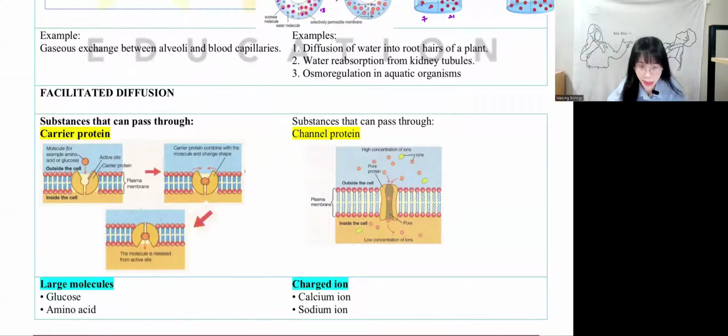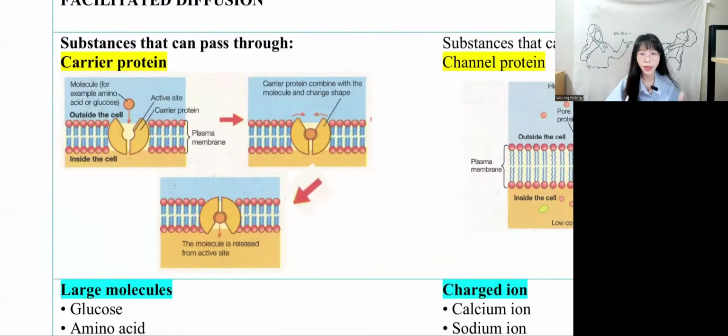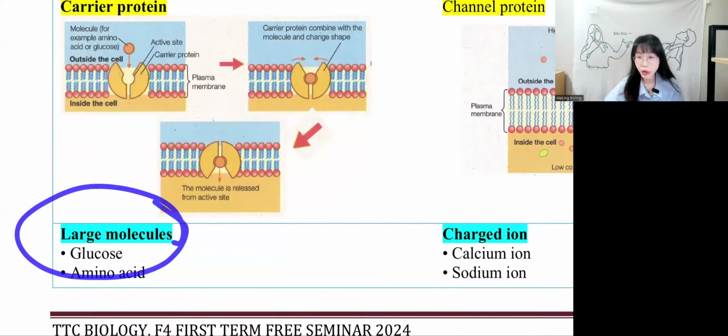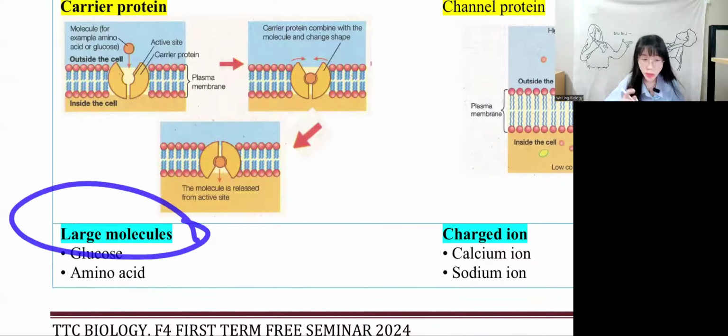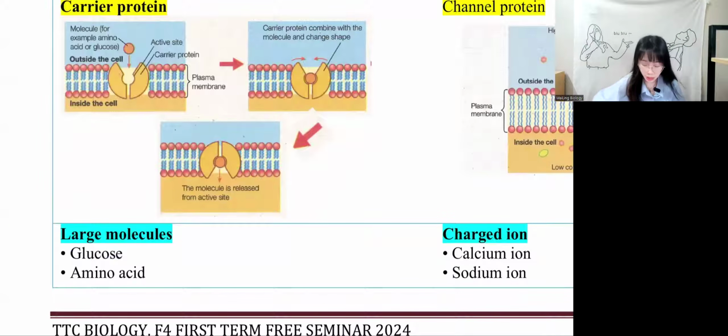As a carrier protein, as I mentioned, they only open one particular part. This carrier protein allows substances to march through. What are the things that pass through? It only allows large molecules. In large molecules, we only have glucose and amino acids. So again, when do we write large molecule? Only when you explain your answer. So if your answer is glucose, then you explain why it will be a large molecule.